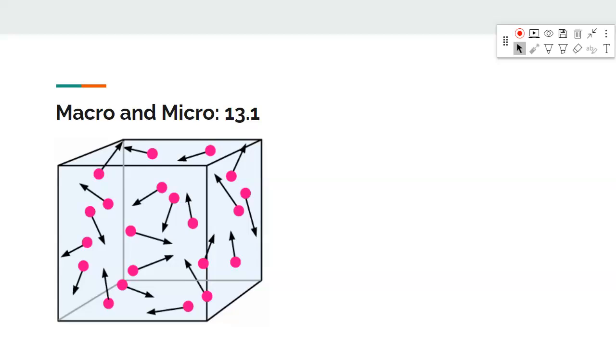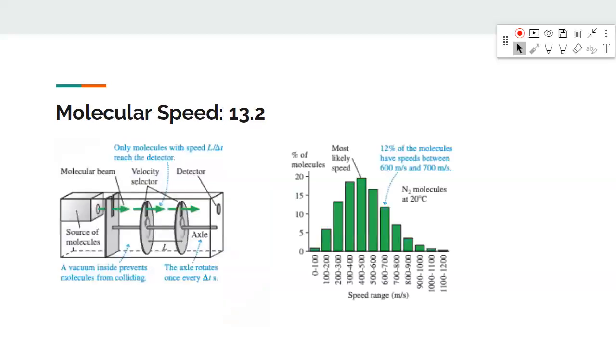And so you can see if you have a box of gas, you can think about those gas molecules as bumping into each other, having all these velocities in random directions, where if we increase the temperature, we expect the velocities to generally increase as well. And so what does that distribution of velocities look like? And how can we turn that into physical processes? That's what chapter 13 is all about.